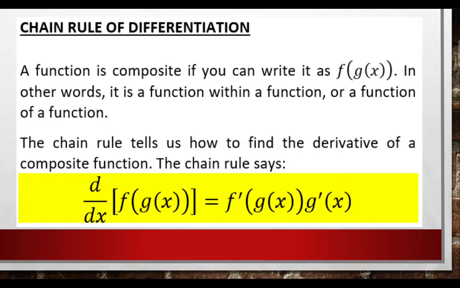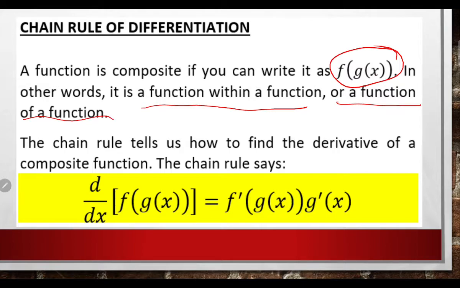Time, we will discuss all about the chain rule of differentiation. A function is composite if you can write it as f of g of x. This is the template for a composite function. In other words, it is a function within a function or a function of a function. The chain rule tells us how to find the derivative of a composite function.